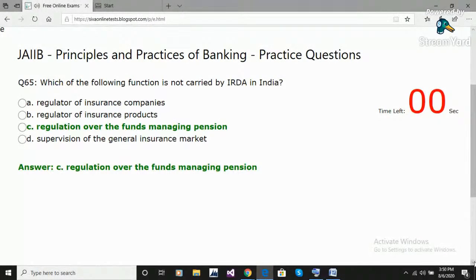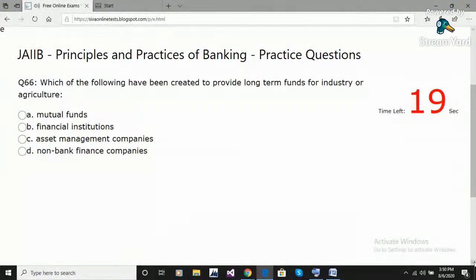Option D supervision of the general insurance market. Answer C regulation over the funds managing pension. Question 66, which of the following have been created to provide long-term funds for industry or agriculture? Option A mutual funds. Option B financial institutions. Option C asset management companies.